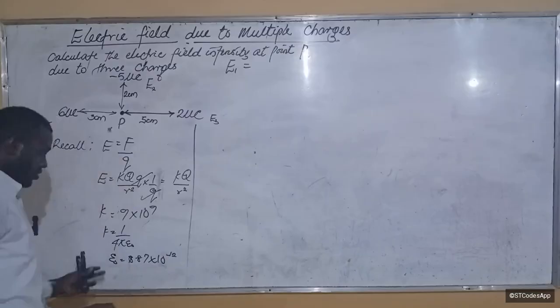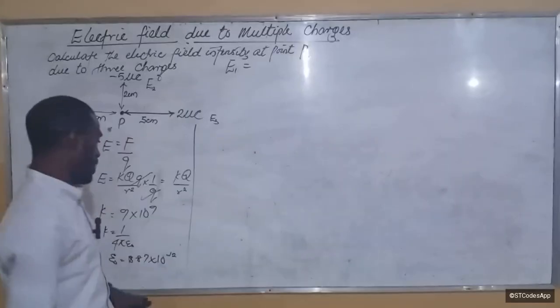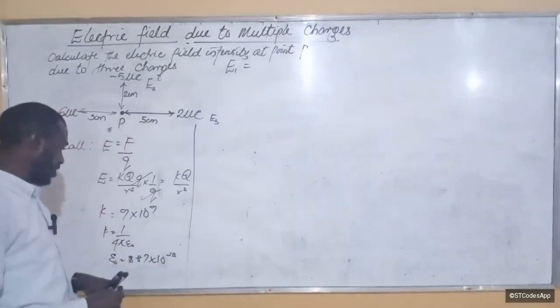So just find your way around it. Epsilon naught is the permittivity of free space. In a case where you are given another medium, the permittivity of that medium will be equal to the permittivity of free space times the relative permittivity.